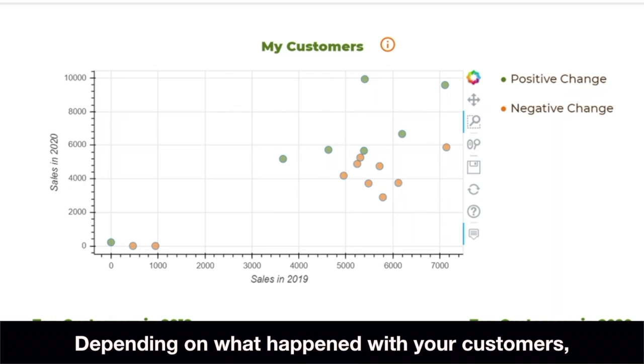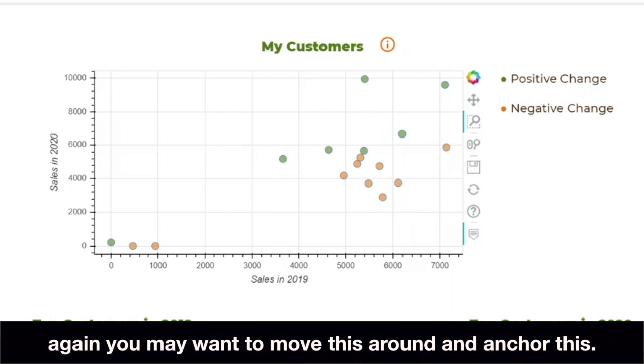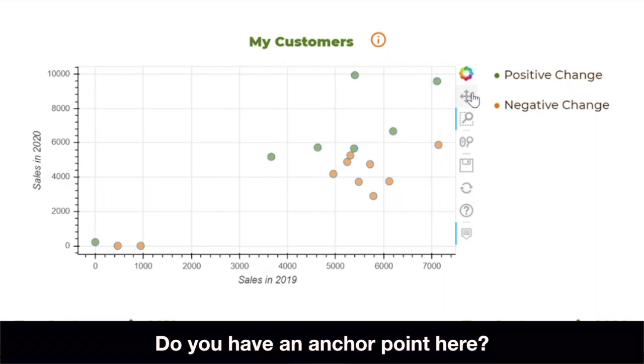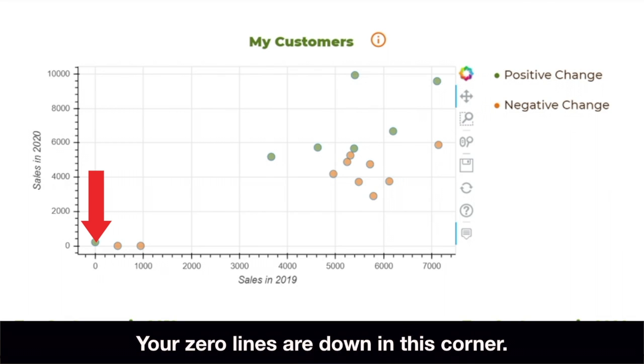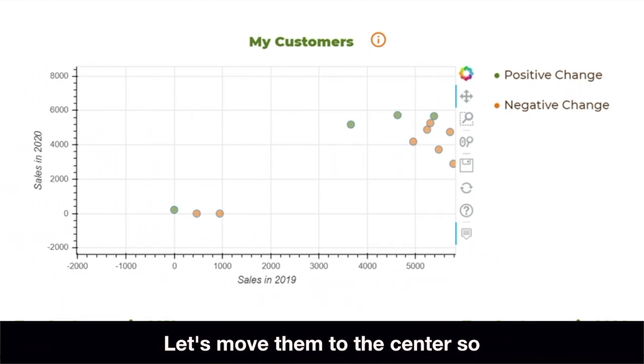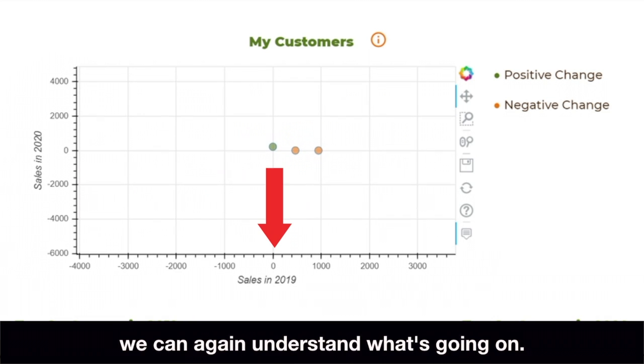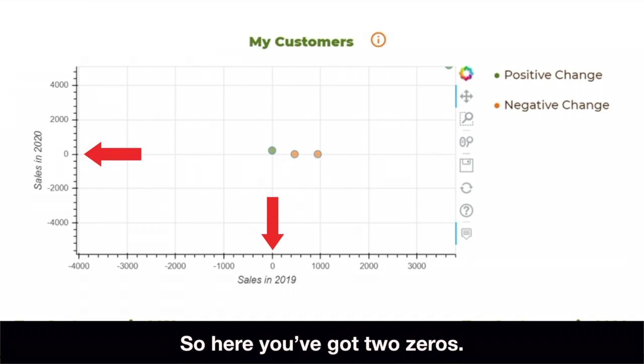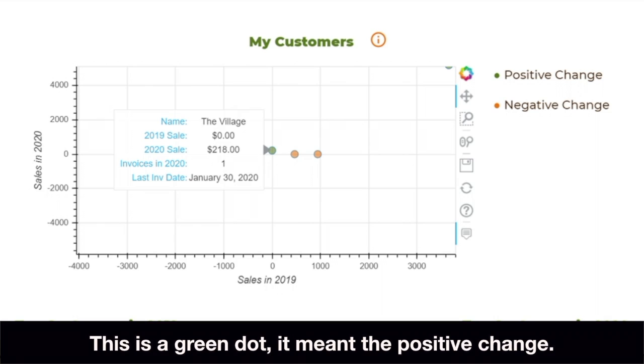Let's go back to the starting point. Depending on what happened with your customers, you may want to move this around and anchor it. Here you see all your dots again, which is all your customers. Do you have an anchor point here? Your zero lines are down in this corner. Let's move them to the center so we can understand what's going on. So here you've got two zeros. This is a green dot. It means a positive change.